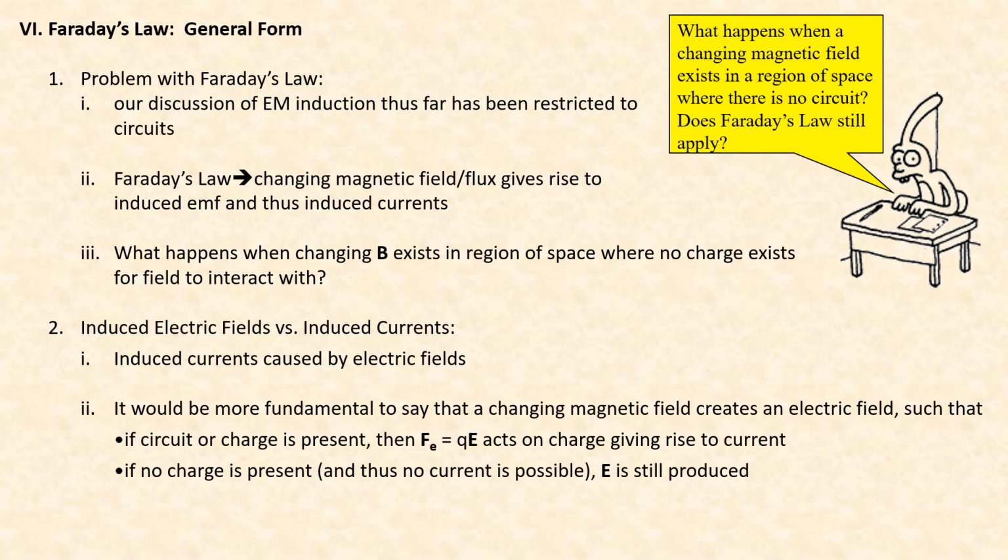So this is a more fundamental way of talking about Faraday's law. Rather than saying that a changing magnetic field in flux gives rise to an induced current, it would be more fundamental to say that a changing magnetic field in flux would give rise to an electric field. And if there happened to be charge in that region, then we would get an induced current. But if there was no charge in that region of space, we would still get the creation of this induced electric field.